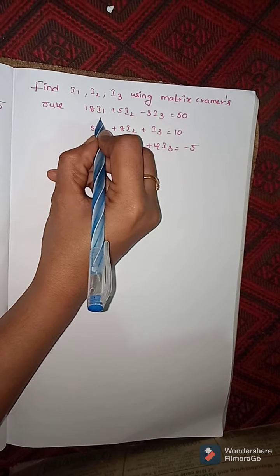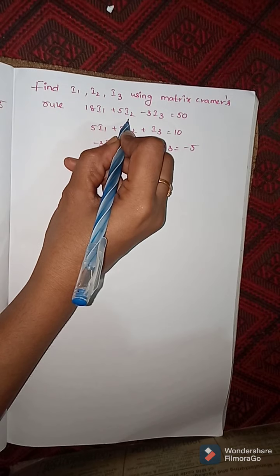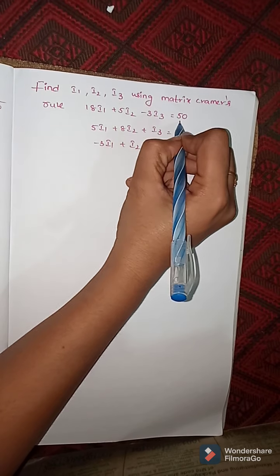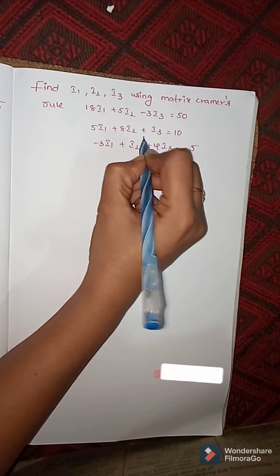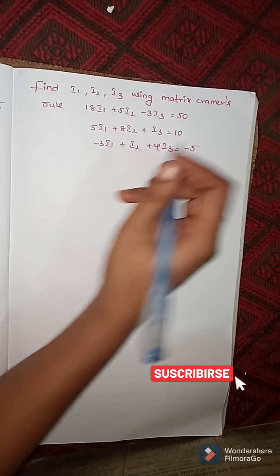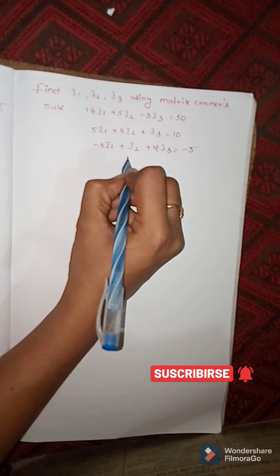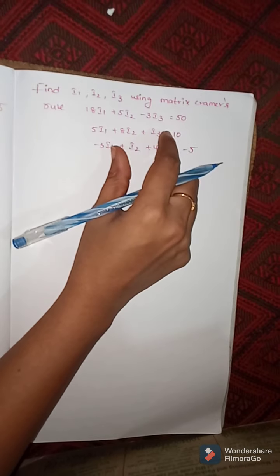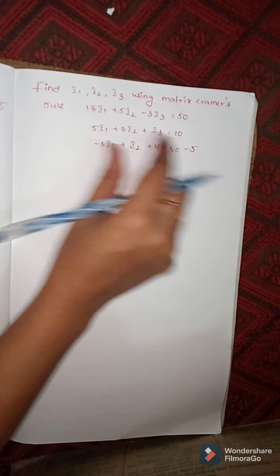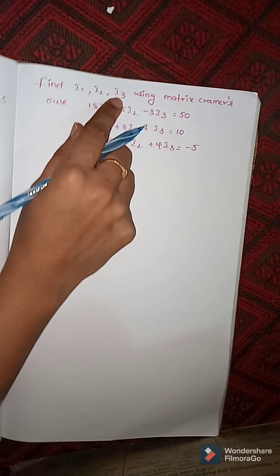Equations: 18I1 plus 5I2 minus 3I3 is equal to 50, and 5I1 plus 8I2 plus I3 is equal to 10, and minus I1 plus I2 plus I3 is equal to minus 5. These are the given equations. We can find I1, I2, I3.